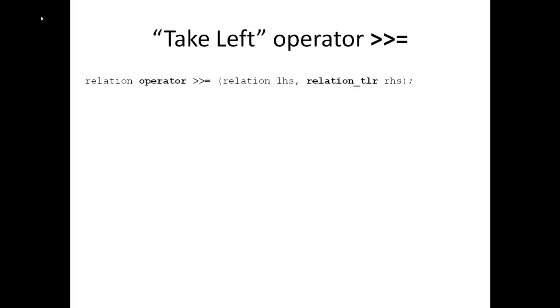Coming to the next major feature in 1.1, we have the take left operator. The take left operator is also a binary relation, just like the AND, OR, and exclusive OR operators from 1.0. It takes two arguments. The first one is an ordinary relation, and the second one is a special kind of relation called a TLR. We'll take a look at TLRs in just a moment.